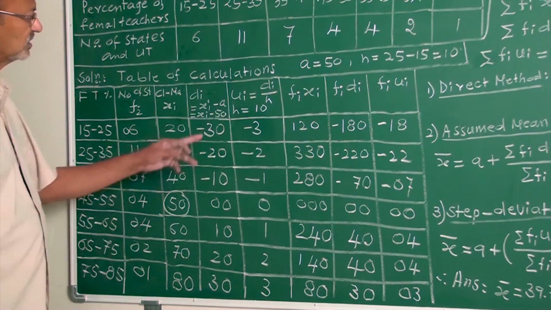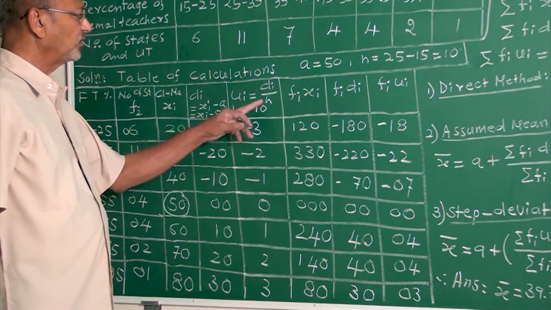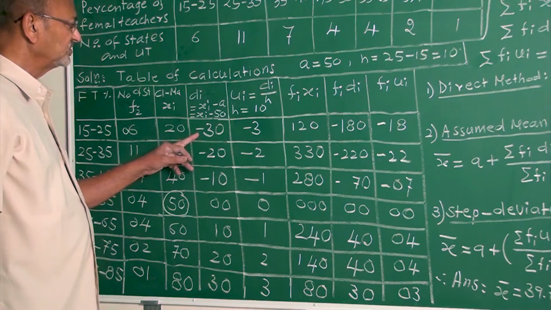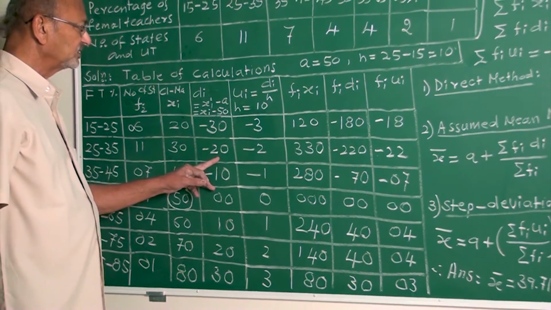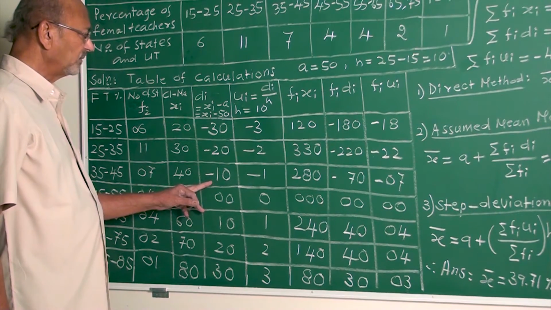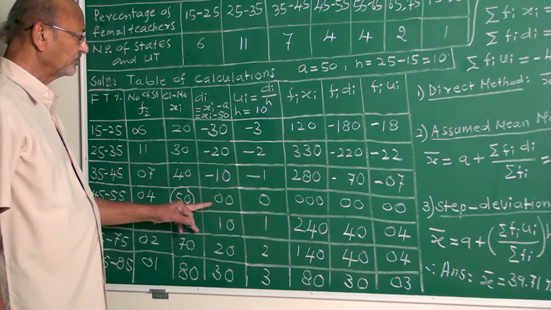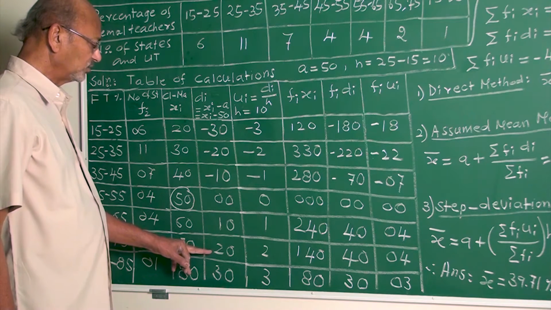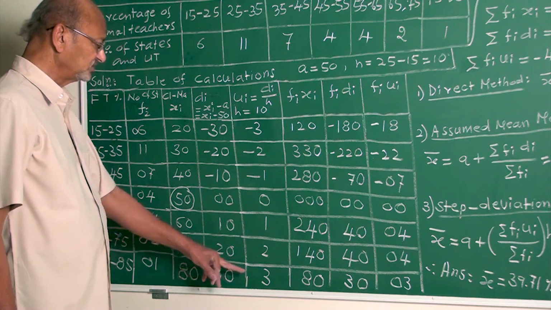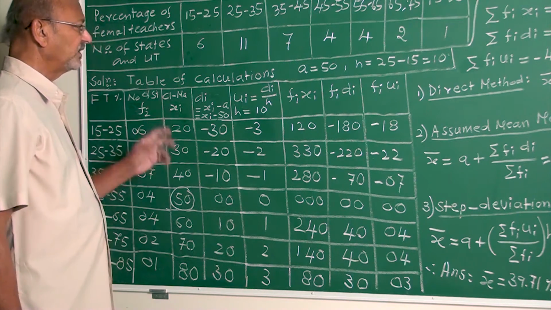Then you have to go for ui, di upon h, where h is 10. Minus 30 upon 10 is minus 3. Minus 20 upon 10 is minus 2. Minus 10 upon 10 is minus 1. 0 by 10 is 0. 10 upon 10 is 1. 20 upon 10 is 2. 30 upon 10 is 3, my friends.